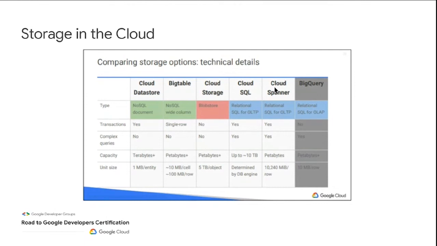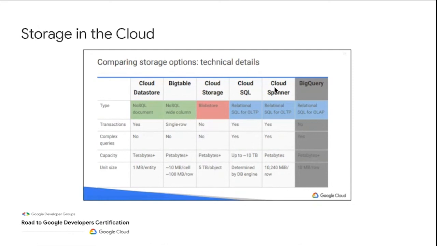The Cloud Data Store is a NoSQL document-based database. Imagine MongoDB or similar. It has transactions. It doesn't support complex queries as SQL does, where you can join multiple tables, multiple views and so on, and then get the results. That's not something that is supported by document-based databases. It can hold terabytes of data, and each entity is 1 megabyte, I think, maximum.